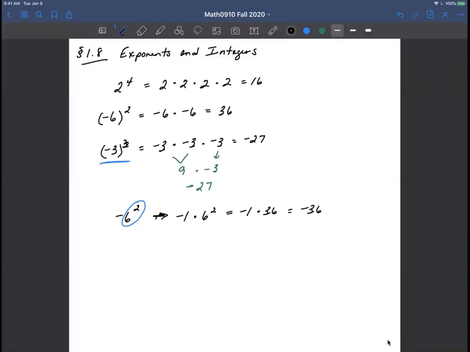So let's take one like this. Let's look at -4 squared. Well, just like the top one, this is the same as saying -1 times 4 squared. So -1 times 4 squared, which is 16, this is going to be -16. So big distinction there. I hope this clarifies any confusion, and if not, watch it again.